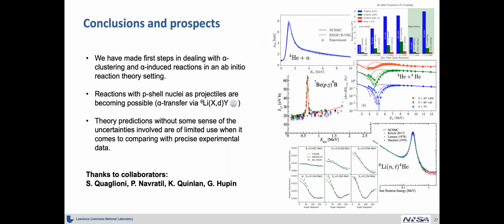So we have made first steps in dealing with alpha clustering. There's still a lot to be done, actually, namely the NCSMC part. The reactions with P-shell nuclei that I mentioned are not only interesting in terms of clustering, which they are on their own accord, but they also give us a foothold to be able to study reactions like 6 lithium transferring in alpha and producing a deuteron to study alpha transfer reactions.